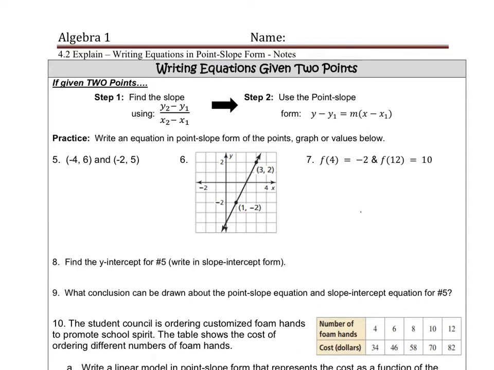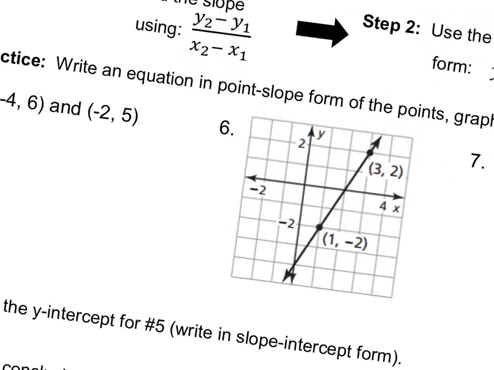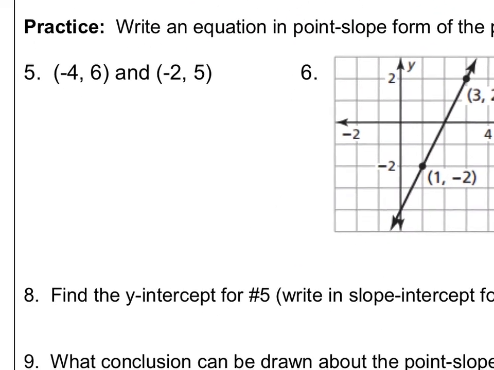So welcome back to part 2 of the notes. Now we're going to start taking more information that we know and putting it together to use the point-slope formula. So first thing we're going to do is start with number 5. I'm going to make it a lot bigger.